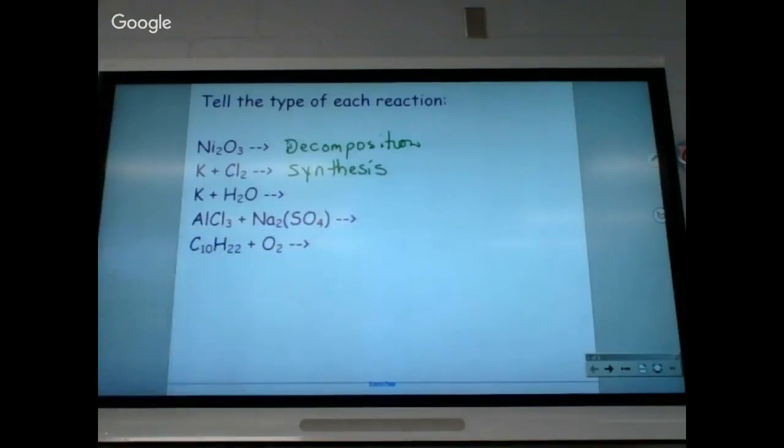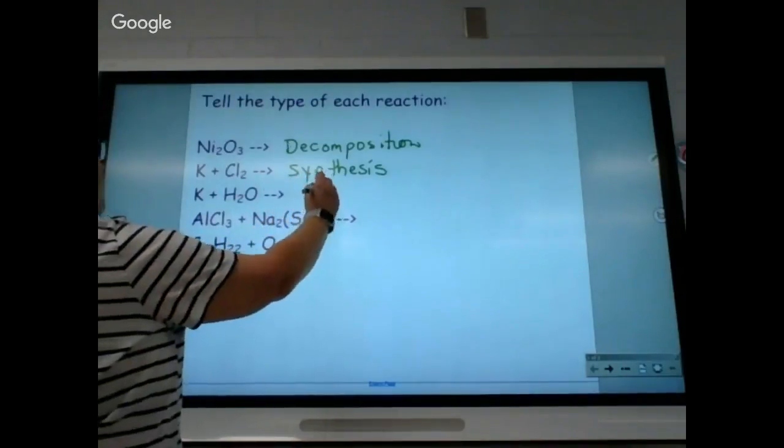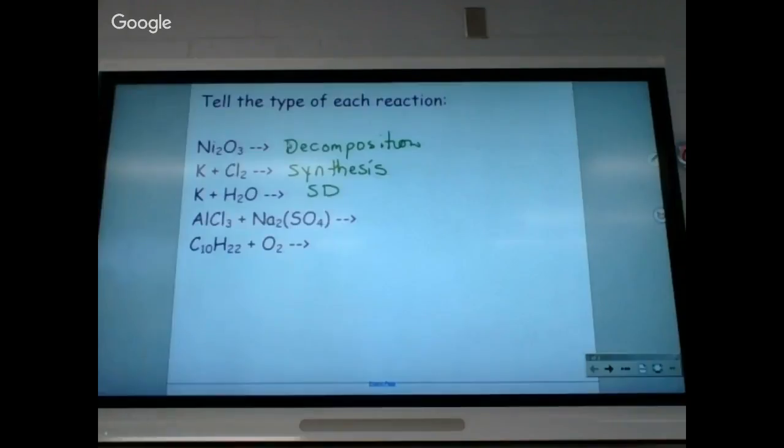Okay, what about the third one? All right, why'd you pick single? It's got an element and a compound. It is single displacement. All right, 4 should, I think, slap people upside the head. All right, what's number 4? It's double. Look at all those elements. All right, those are 2 big compounds. So that's got to be double.